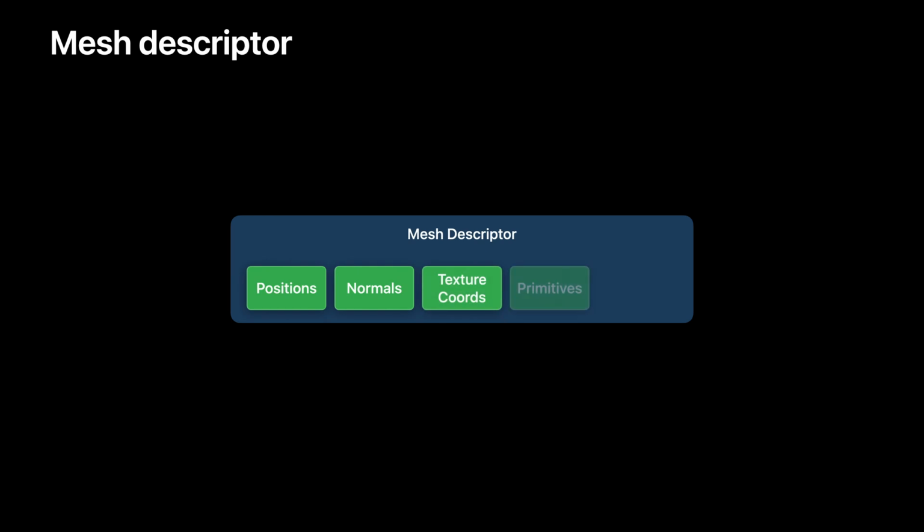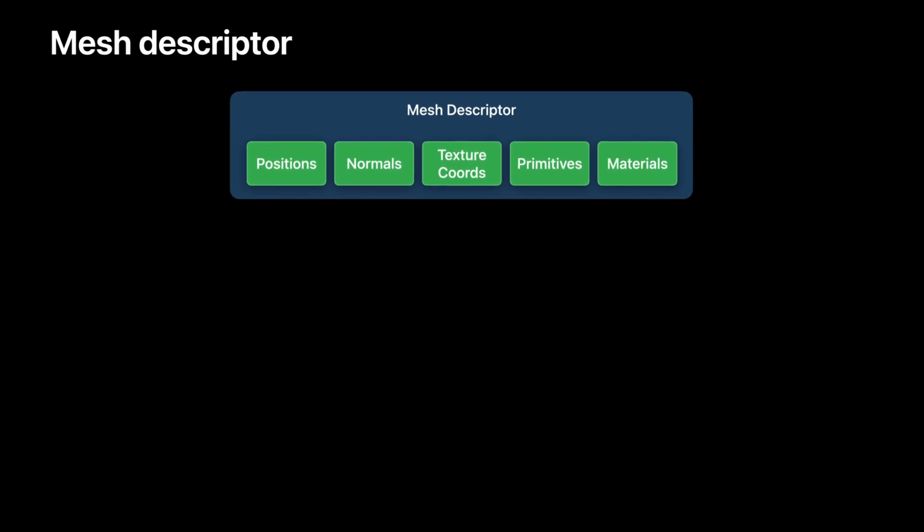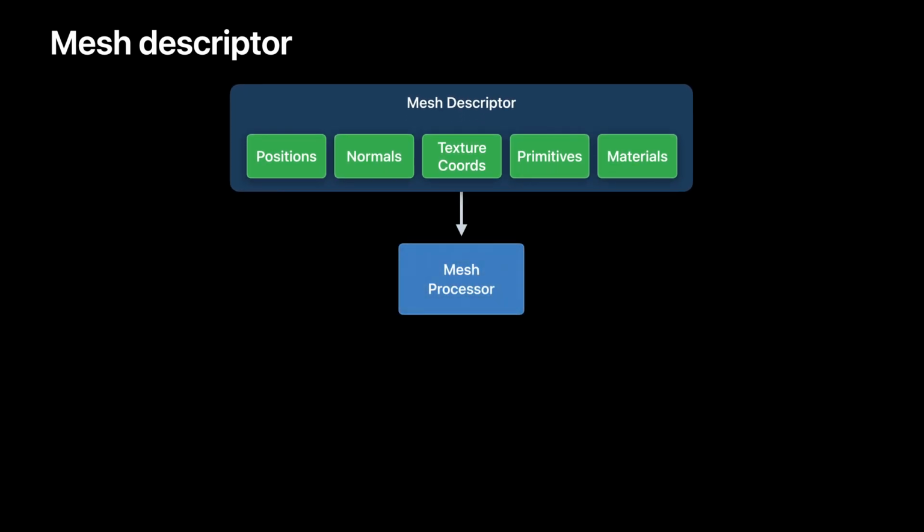The mesh descriptor contains the positions, normals, texture coordinates, primitives, and material indices. Once you have a mesh descriptor, you can generate a mesh resource. This invokes RealityKit's mesh processor, which optimizes your mesh. It will merge duplicate vertices, triangulate your quads and polygons, and represent the mesh in the most efficient format for rendering. The result of this processing gives us a mesh resource, which we can assign to an entity.